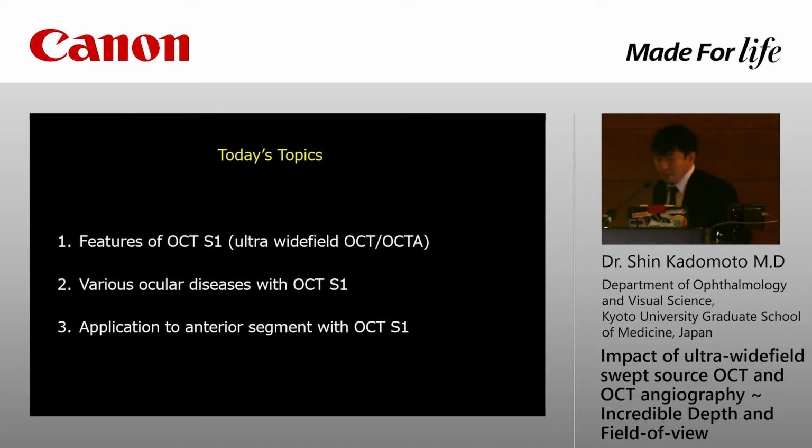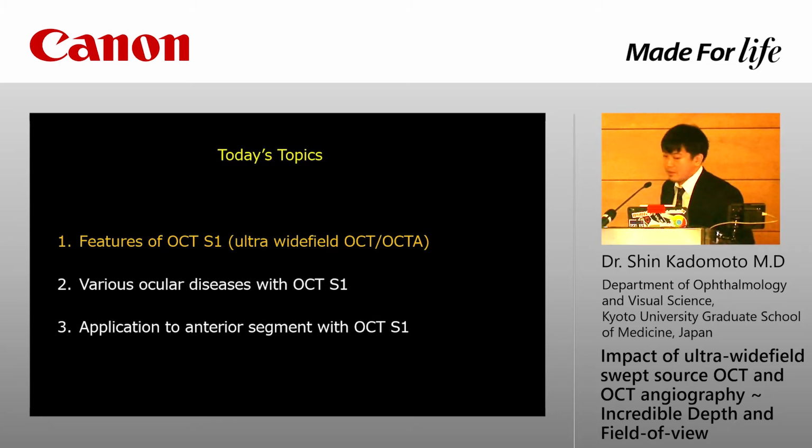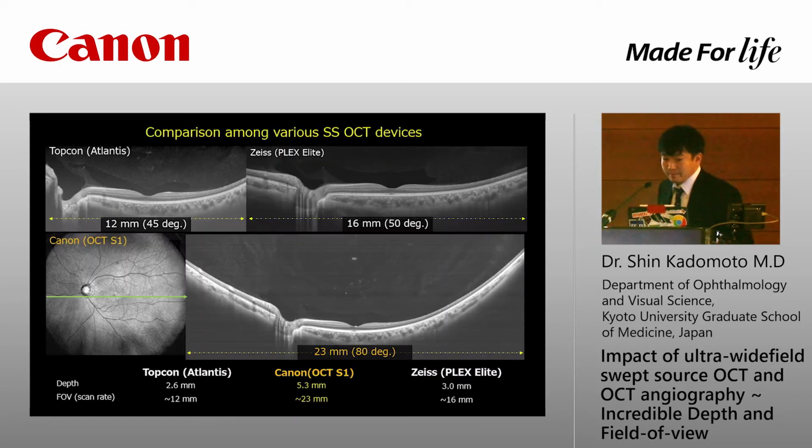Here is the outline of my lecture. First, I'm going to talk about the features of OCT-S1. This is a comparison among commercially available swept source OCT images. The Canon OCT-S1 captures 23 millimeters at one time. Compared with the other two devices, its scan depth is 5.3 millimeters. That is tremendously deep.